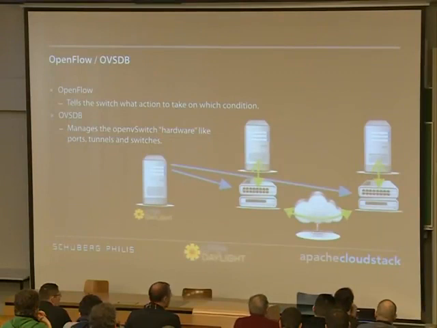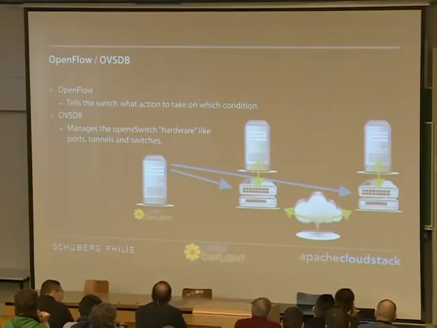Open vSwitch is a real switch in every sense of the word. It does packet forwarding and supports all kinds of open standards. But there's one tricky problem with Open vSwitch: it has no fixed hardware. If you look at a real switch, the one you put in your data center, it has like 24 ports.